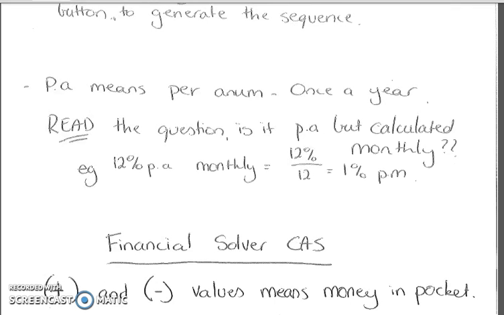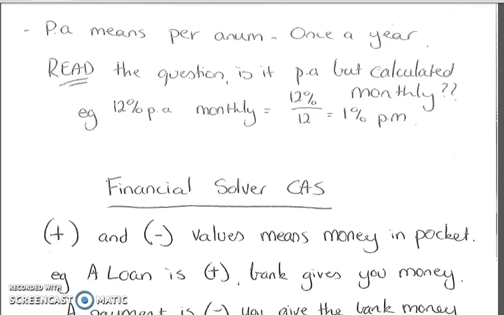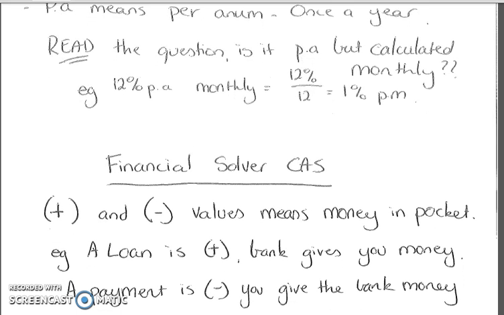PA means per annum, once a year. Read the question. Is it PA but calculated monthly? You've got to work it out per month, that sort of stuff. Just be very, very careful reading the question.